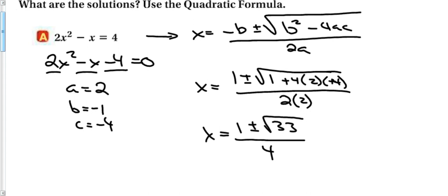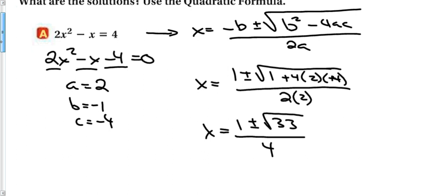It's okay that we got answers that didn't work out perfectly. These are irrational answers, but they're still just numbers. Numbers where this quadratic crosses the x-axis. 2 places. 1 plus radical 33 over 4 and 1 minus radical 33 over 4.